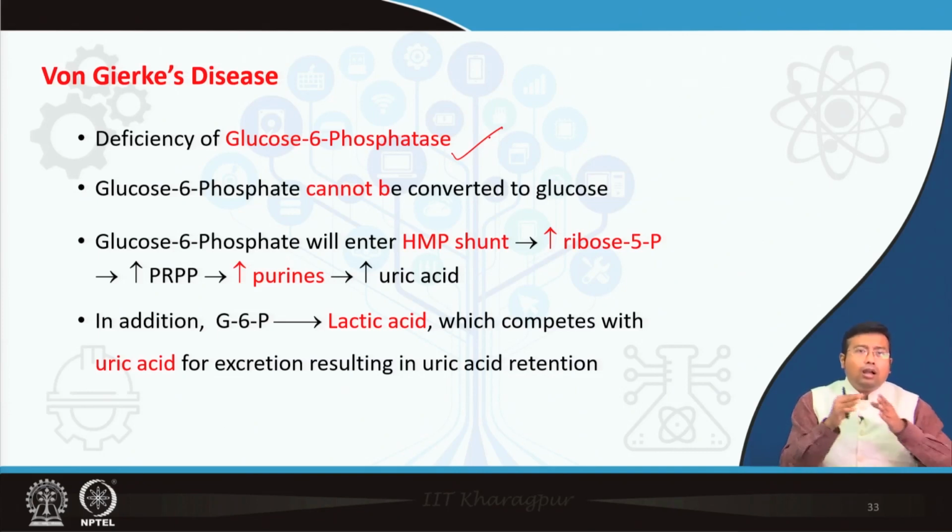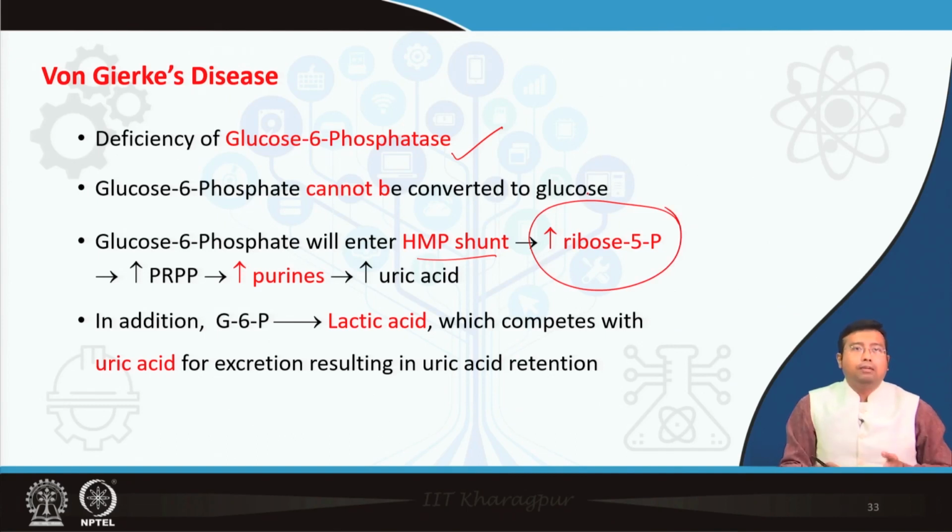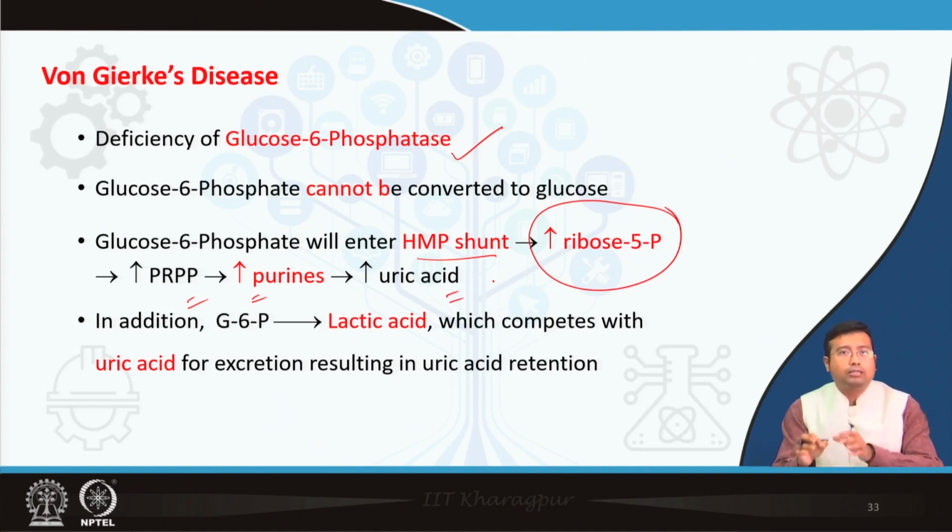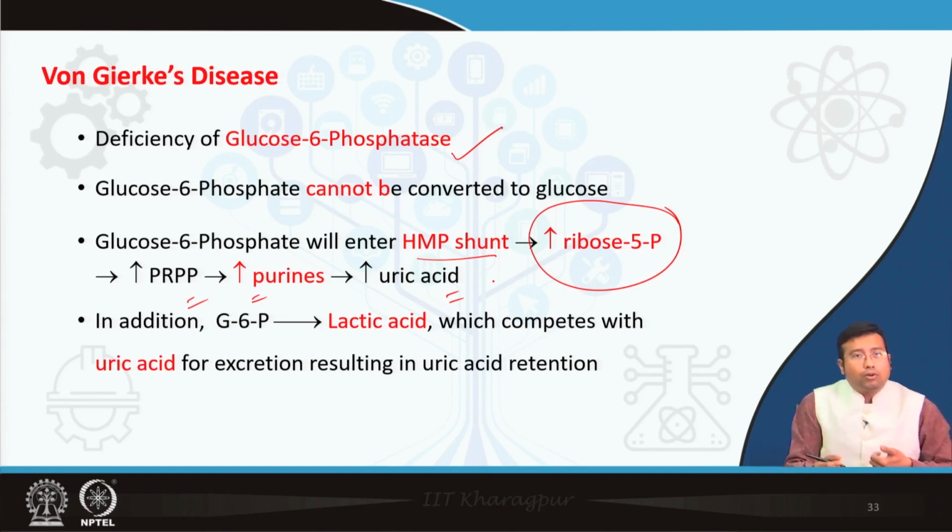So, since glucose 6 phosphate cannot be converted to glucose, it will be diverted towards the HMP shunt. In the HMP shunt, we all know one of the important products is ribose, which ultimately leads to increased production of PRPP and purine, and then uric acid. So, in case of glucose 6 phosphatase deficiency, or von Gierke's disease, or glycogen storage disease 1, it leads to hyperuricemia.